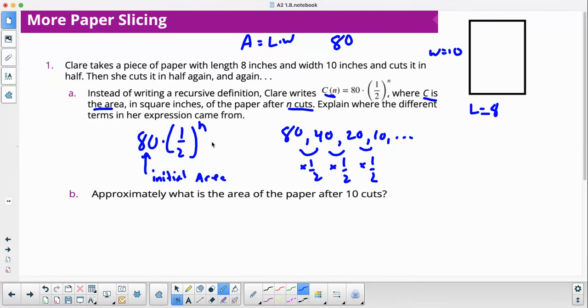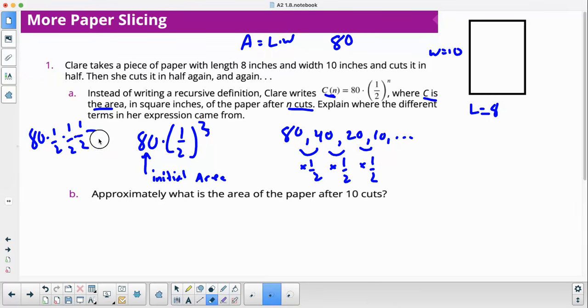So if I wanted to find, after two cuts, it's like I start out at 80 and I cut it once and I cut it once. So it's like I times it by 1/2 twice. It'd be like I plugged in 2 instead of writing 80 times 1/2 times 1/2. I can condense that into 80 times 1/2 to the second. And then same thing here. If I want to do 3 cuts, instead of writing times 1/2 times 1/2 times 1/2, I could just change that to the third power.